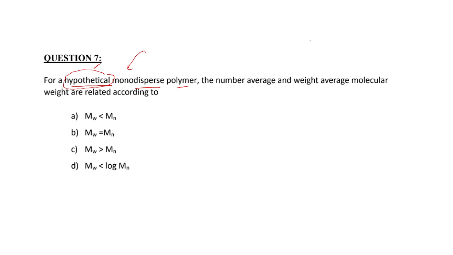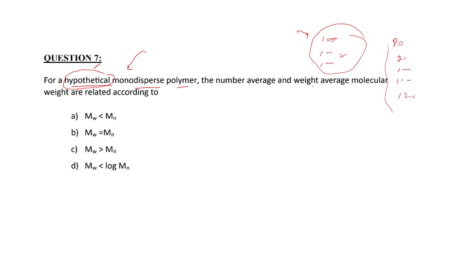If you have a polymer which has many chains, and each chain has 100 molecules, no, it is not possible. Some will have around 80, some 90, some 100, some 110, some 120, like that. So this type of distribution will be there, but this condition is hypothetical.